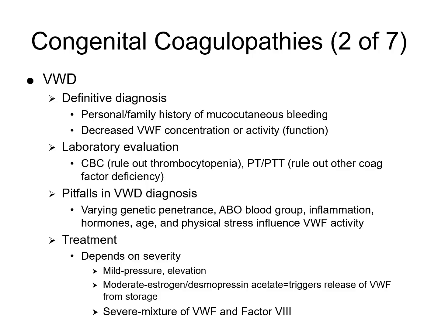So, in summary, diagnosis of von Willebrand's disease requires clinical history and specialized lab testing. Lab interpretation can be complicated by blood type, age, stress, and hormonal status. Treatment is individualized, where mild cases may only need local care. Moderate cases can benefit from the desmopressin, and severe cases may need that von Willebrand factor VIII replacement.